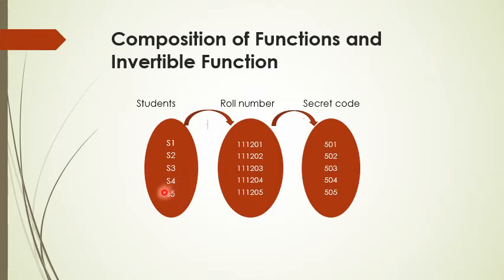Similarly, what is the secret code of student S5? Yes, it is 505. That is the composition of f and g. f is a function from the student set to the roll number set and g is a function from the roll number set to the secret code set, and g of f is a function from the student set to the secret code set. I think now you get an idea about composition of functions.